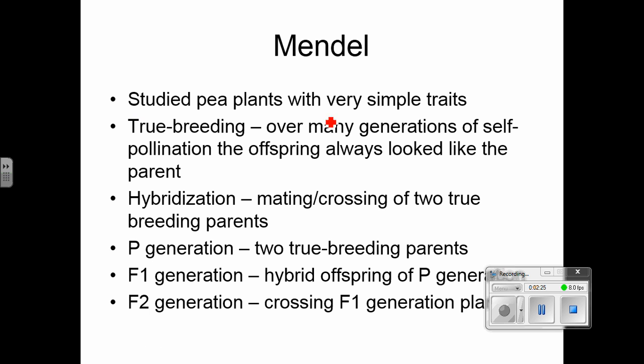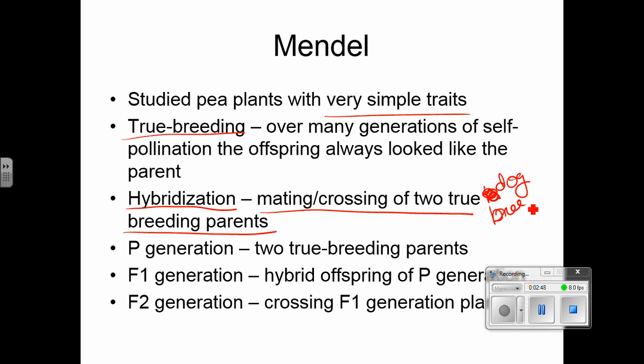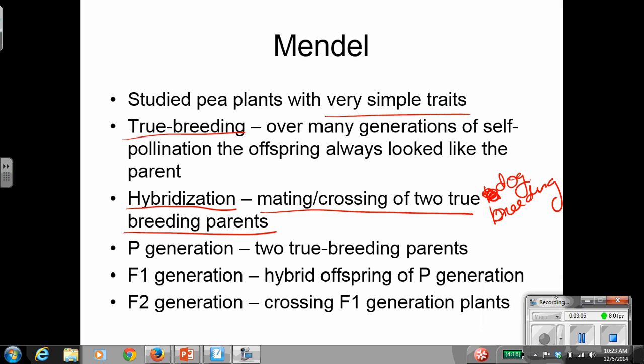So he studied pea plants with very simple traits. He came up with the term true breeding. Over many generations of self-pollination, the offspring always looked like the parent. Hybridization is the mating or crossing of 2 true breeding plants. You might hear these terms also when you talk about dog breeding, because they do a lot of true breeding. For example, the line of the Cocker Spaniel has always been Cocker Spaniel, and they've never mixed with anything else. That would be a true bred Cocker Spaniel. I'm sorry, hard for me to do this one.